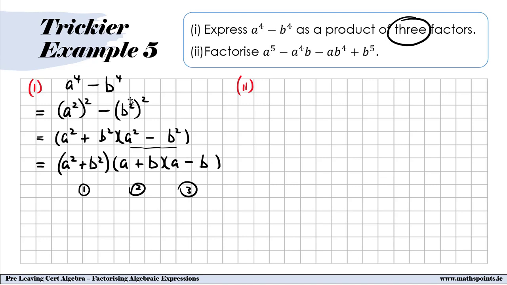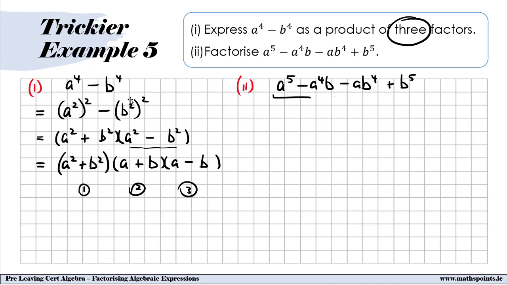The second part of the question asks us to factorize a to the power 5 minus a to the power of 4b minus ab to the power of 4 plus b to the power of 5. And again, on first look, this looks like a very tricky factorization. There's no term common to all of the parts. There are 4 terms, and so we might try factor by grouping.